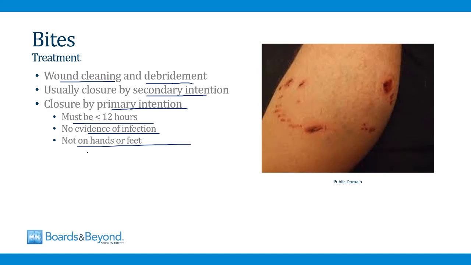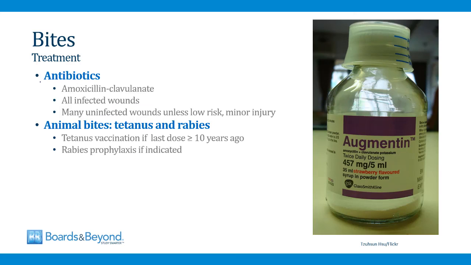Bite wounds on the hands or feet are very common, and they're very prone to infection, and when you close them by primary intention, they almost always become infected, so they're normally left open and allowed to heal by secondary intention. As I mentioned earlier, antibiotics are used in the treatment of bite wounds. The drug that is usually used is amoxicillin clavulanate, which is also known as Augmentin. It has good coverage against gram-positives, gram-negatives, and anaerobes.